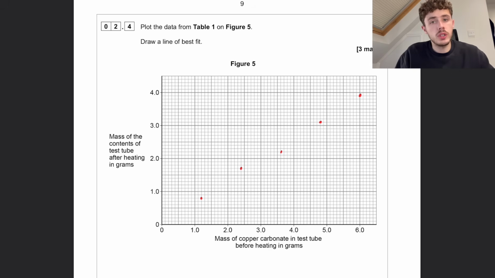So here are the 5 points plotted, and now we can draw a line of best fit. Because this forms a straight line, we can make that line of best fit straight as well. And it will look something like this.